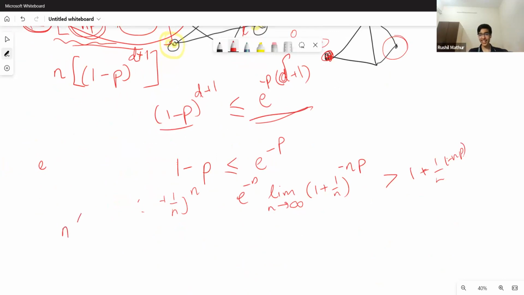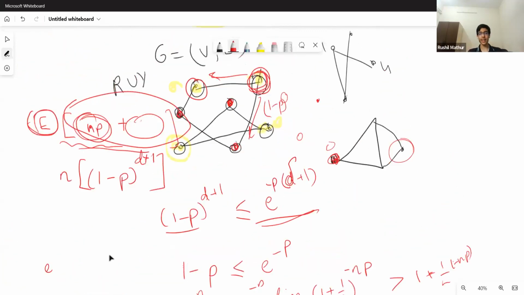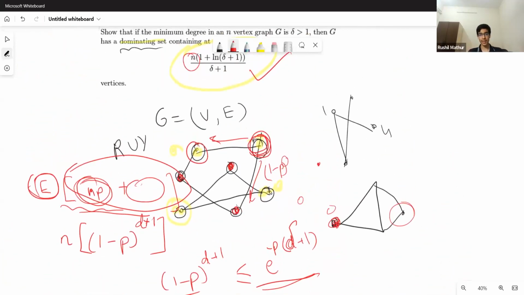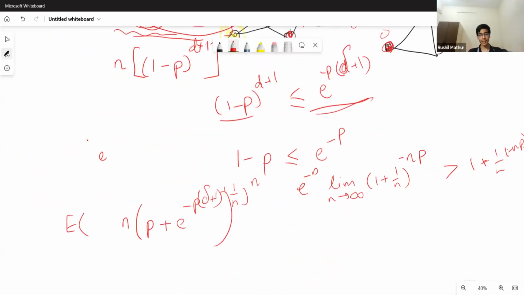Okay, we have somehow got here. So we need n into (p plus e raised to minus p times (delta plus 1)). This is the expected value of our set size. And if you notice, n is over here also, so we can cancel stuff off. We basically want to show that this thing is at most (1 plus log of (delta plus 1)) by (delta plus 1).